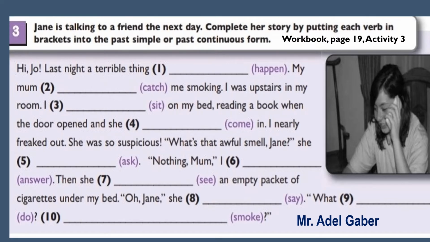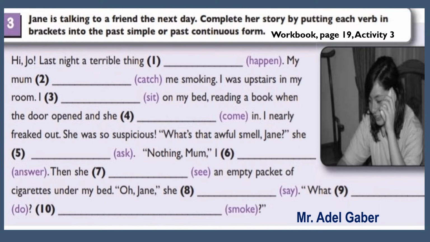Look at your workbook, page 19, activity 3. Jane is talking to a friend the next day. Complete her story by putting each verb in the brackets into the past simple or past continuous form. Now, read through the text and complete it. You have 5 minutes. Stop this video and do this task. Have you finished? Check your answers.